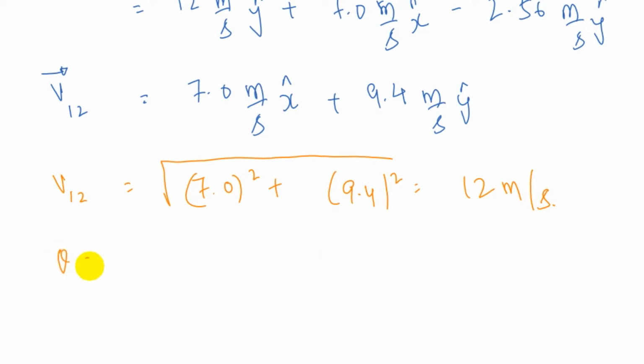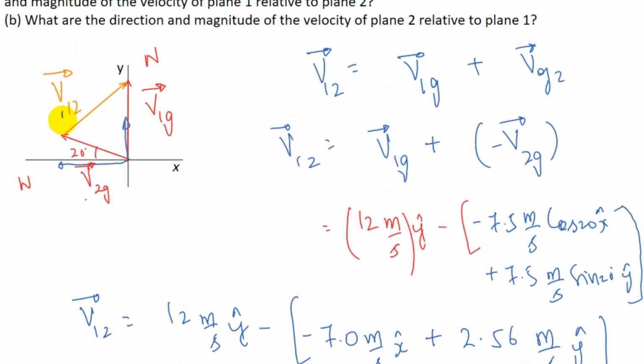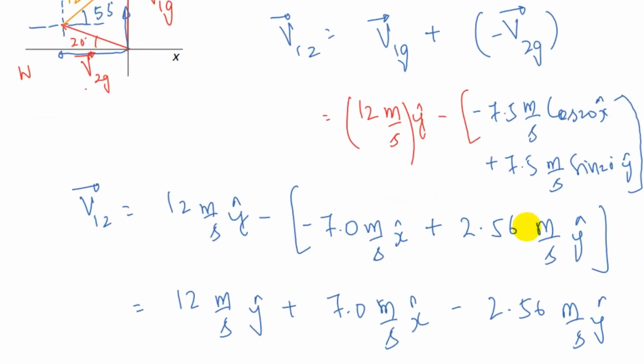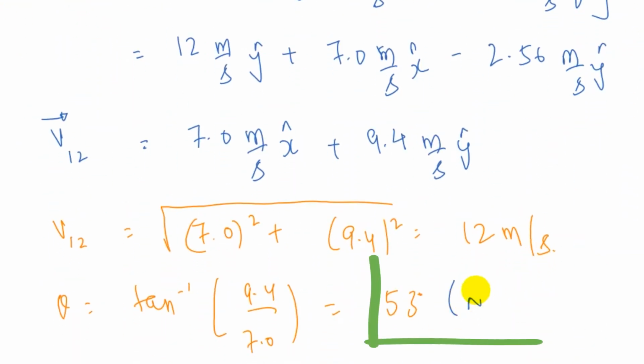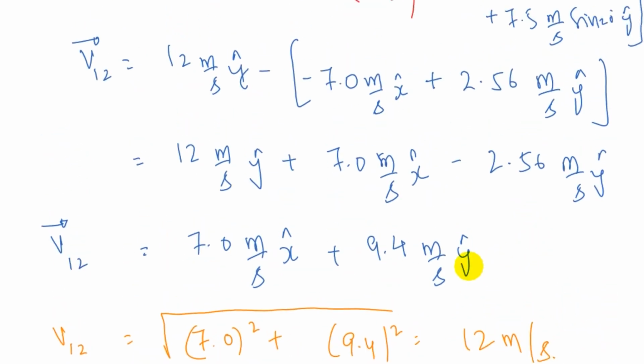Now the direction theta. Theta is tangent inverse of the y component over the x component. The y component is 9.4, the x component is 7.0, and on further solving we'll get this value to be 53 degrees. Now what is 53 degrees? Let me represent it on the diagram. Actually this angle is 53 degrees, which is north of east. So we can write this is 53 degrees north of east. So this is the answer for the A part.